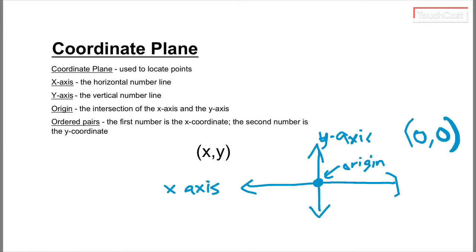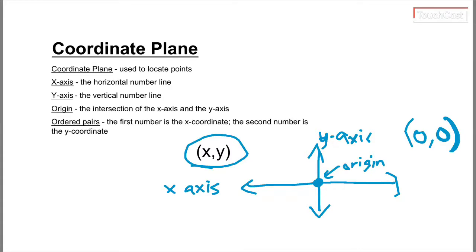An ordered pair looks something like this. And the first number is always the x coordinate. That tells you whether you're going to the left or to the right. And the second number is the y coordinate. That tells you whether you're going up and down.